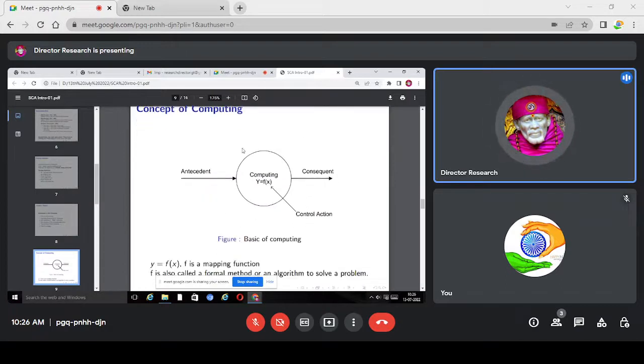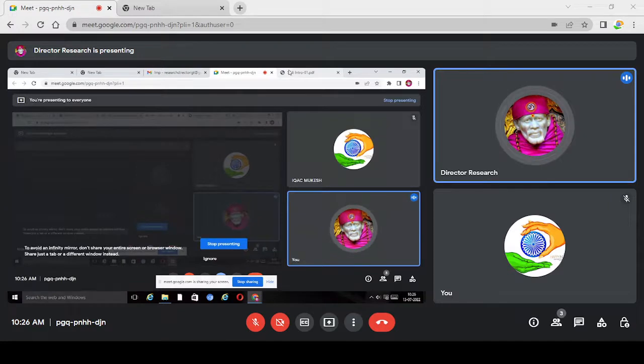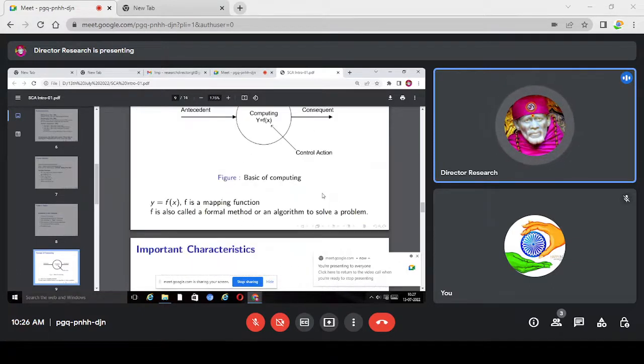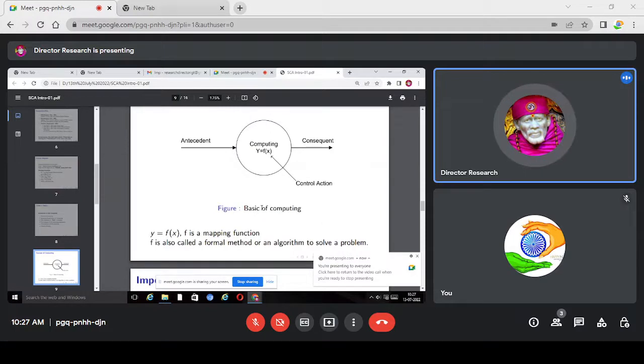Concept of computing. You can observe very clearly here the concept of computing. Just see the diagram. Computing: capital Y is equal to small f of x. The input is x, the antecedent, and the consequent is the output. Here is the control action of the computing. Y is equal to f of x, where small f is a mapping function. f is also called a formal method or an algorithm to solve a problem.